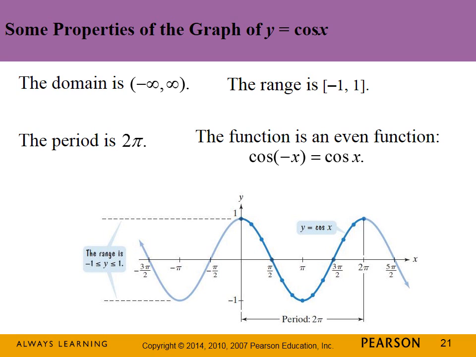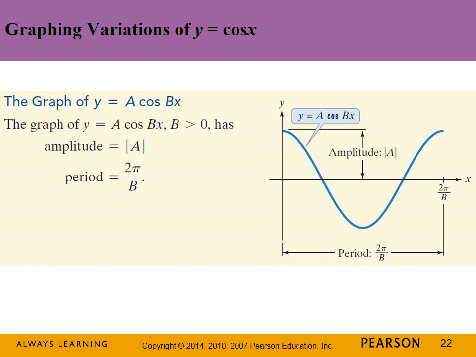Unlike the sine function, cosine is an even function. And you can see from the graph that this graph has y-axis symmetry. The graph of the sine function has origin symmetry. This is kind of nice because when you're graphing a cosine function, you don't have to worry about any negative values of x. You can just plug in positive values of x and then mirror it across the y-axis.